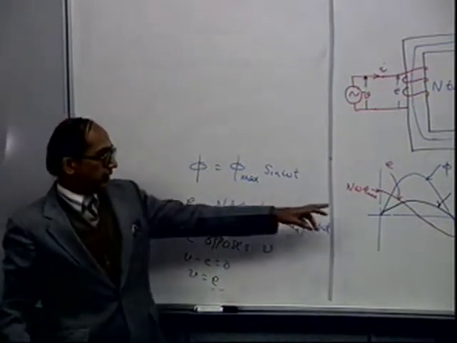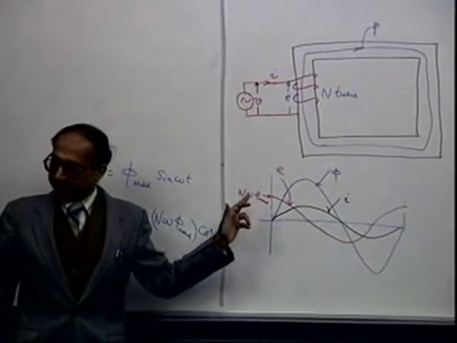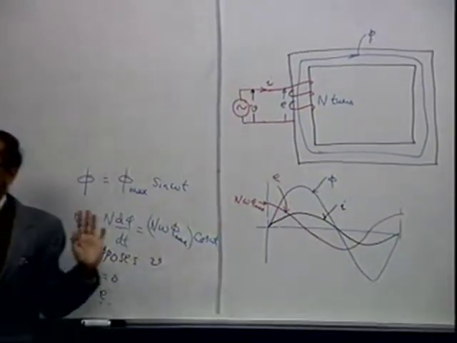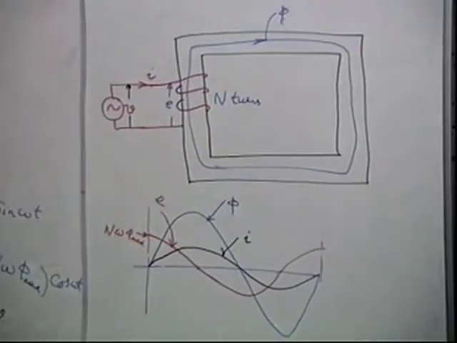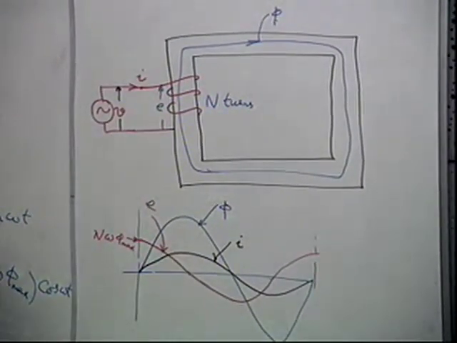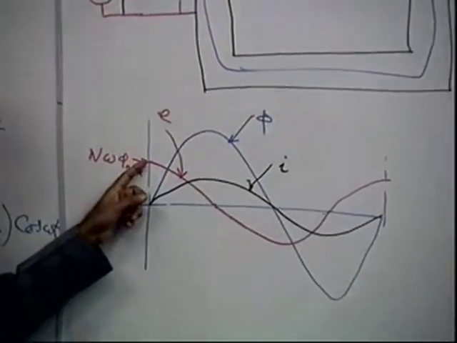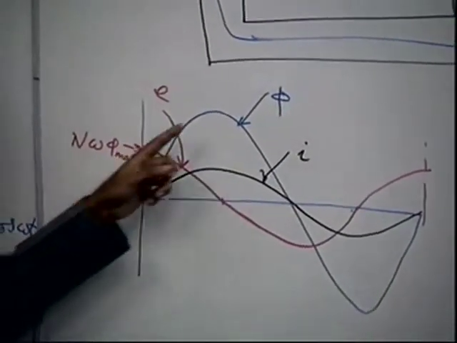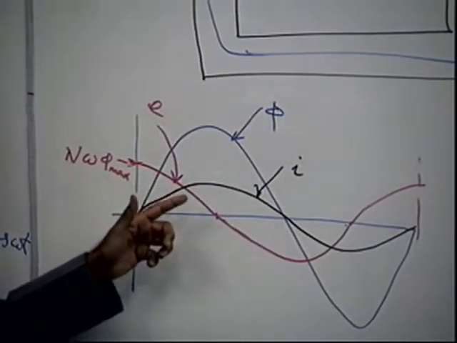So we have three waveforms, I, phi and E here. Yes. Is greater than 5 m. N omega? 5 m. Yes. This is E in volts. This is 5 m. Okay. And they are not to scale.